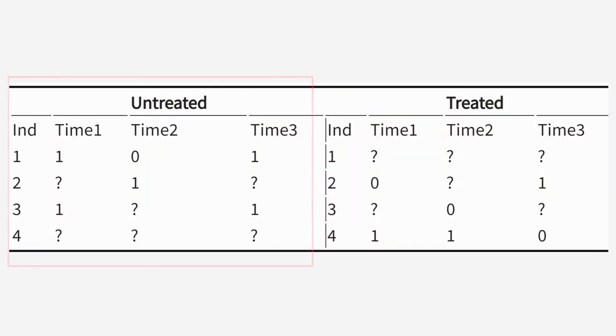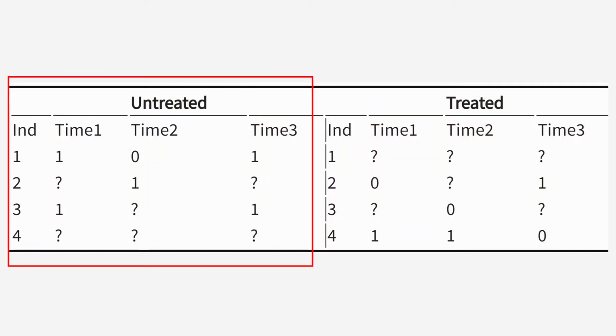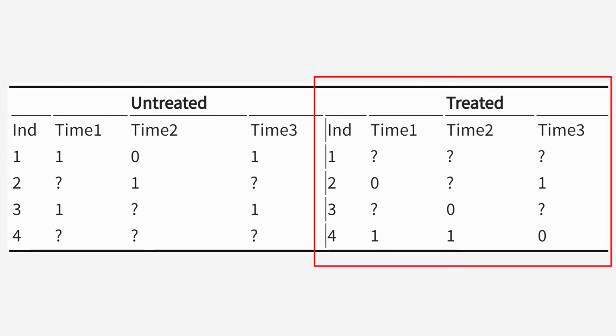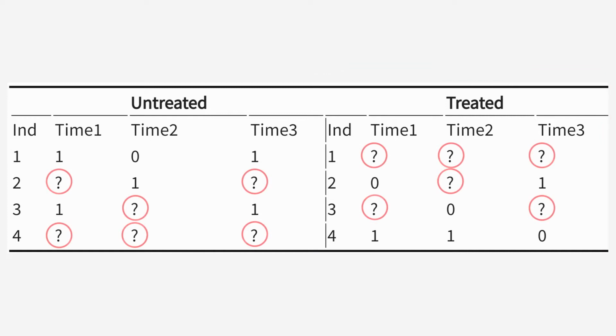So it takes two matrices of data: one of just the outcome data for people who are not currently being treated, the untreated matrix, and then one for the people who are currently being treated, the treated matrix. Now you notice a lot of question marks in these matrices. Those are the points where we did not observe somebody.